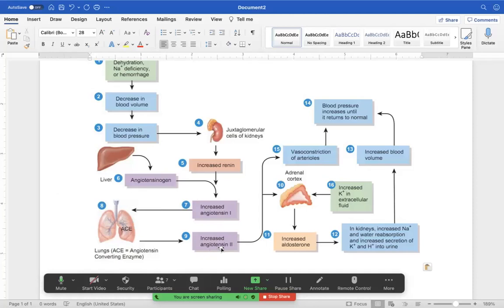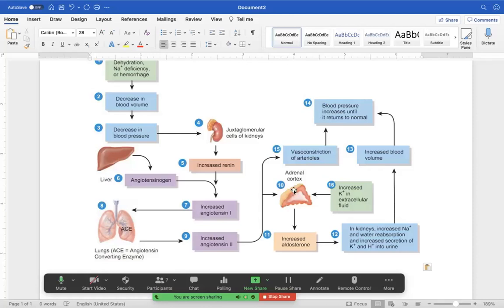Now, angiotensin, again, use your medical terminology powers. Angio means blood vessel, tensin means what? To tense up. So what's going to happen? Vasoconstriction of my arterioles and my blood pressure will go up. Because what happens when you squeeze on a tube? The pressure goes up, right? And just like a hose.